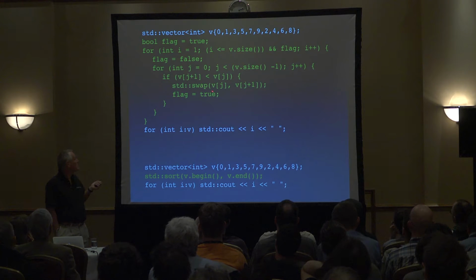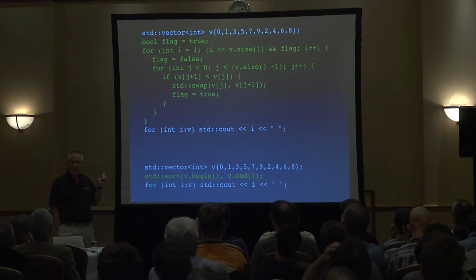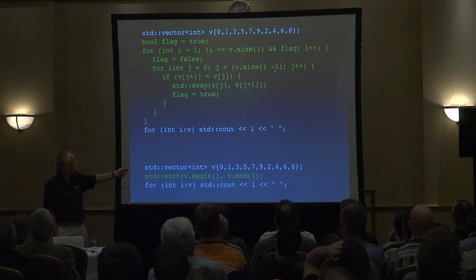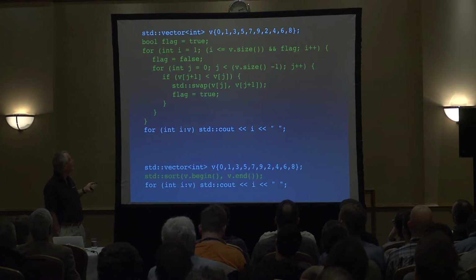Every time I look at this, even though I ran this code and I tested this code and it did in fact sort the vector, I wonder if it's correct. I look at this less than or equal to v size and then less than v size minus 1. And why less than or equal? Why less than? Why does this start at 1 and this one at 0?